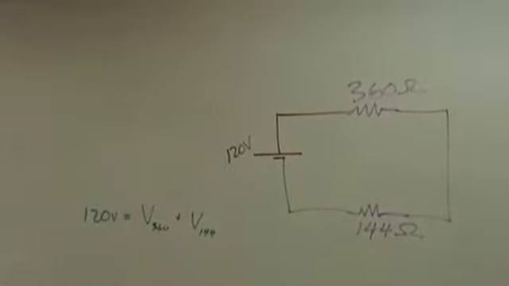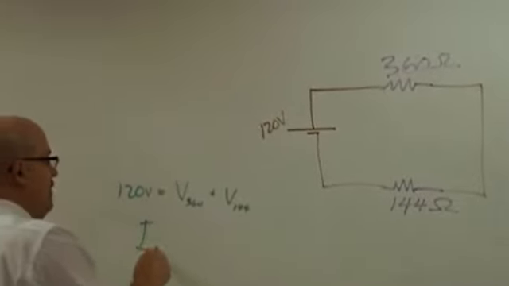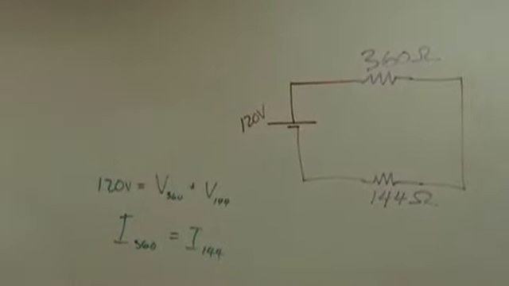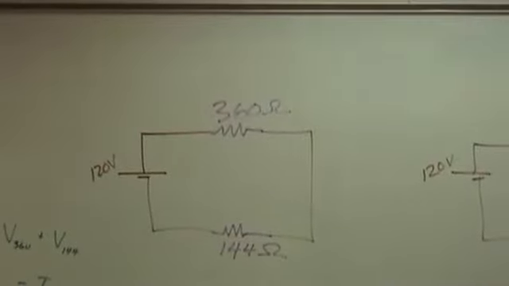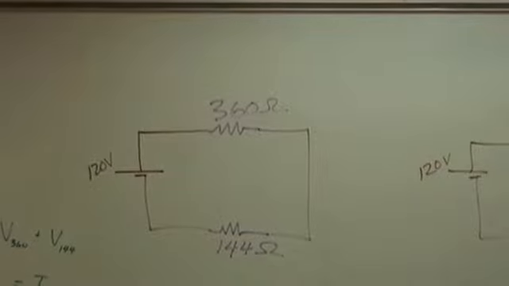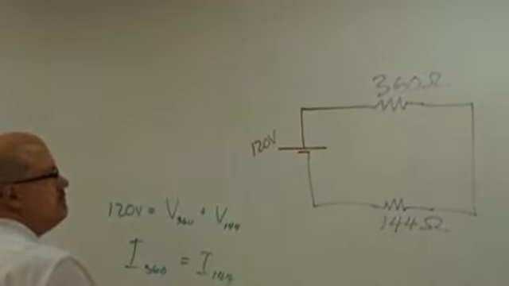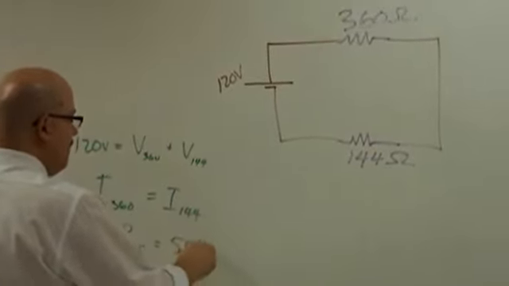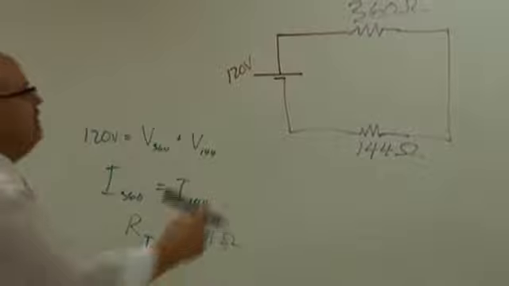We know that. What else do we know about series? The current through the 360 equals the current through the 144. What else do we know about this circuit? Total resistance. We know the total resistance. The resistance total equals 500 and some more. 504 ohms.